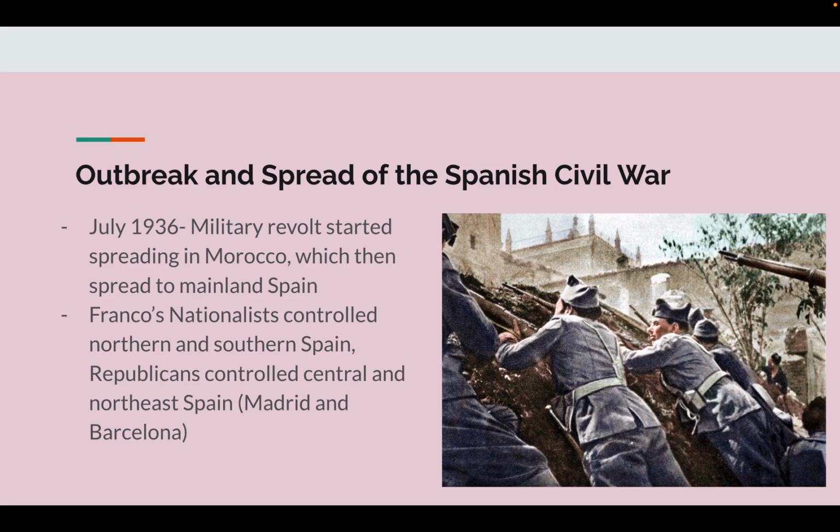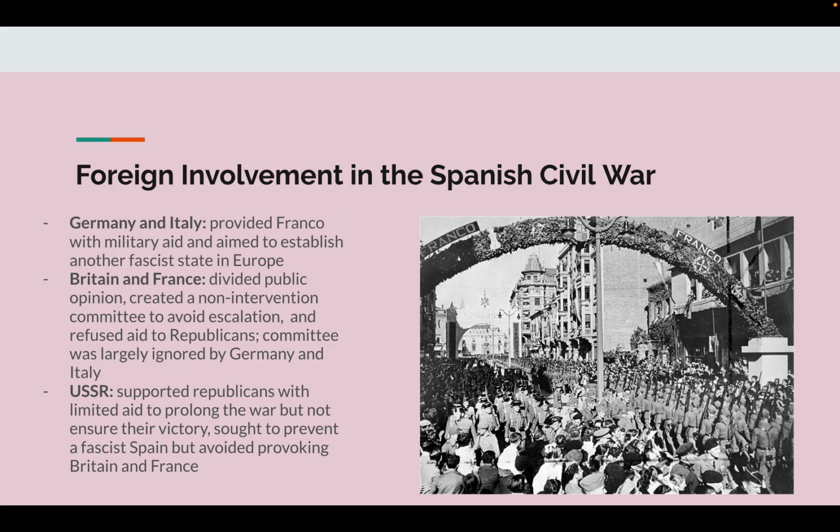Republicans controlled central and northeast Spain, Madrid and Barcelona. Foreign involvement in the Spanish Civil War. Germany and Italy provided Franco with military aid and aimed to establish another fascist state in Europe. Britain and France divided public opinion, created a non-intervention committee to avoid escalation, and refused aid to Republicans. The committee was largely ignored by Germany and Italy.